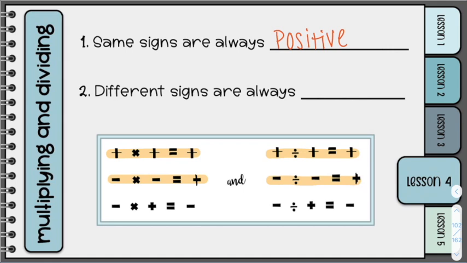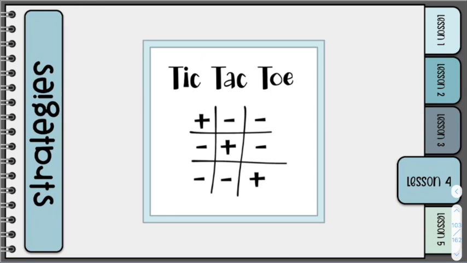Different signs, your answer will always be negative, and this is for multiplication and division. So we have a negative times a positive, you get a negative, and a negative divided by a positive, it'll be a negative. Same way it goes if you have a positive times a negative, you'll still get a negative. If you have a positive divided by a negative, you'll have a negative. A strategy that you can use is memorizing this, that the same signs are always positive, different signs are always negative. Or you can go with the tic-tac-toe.